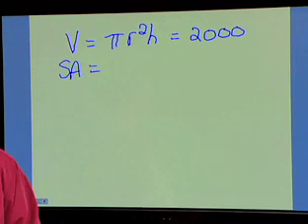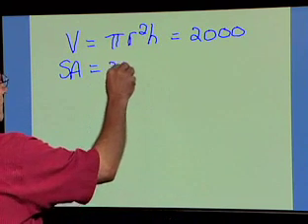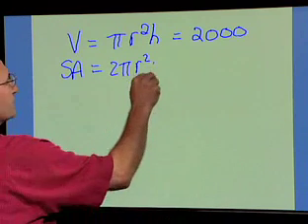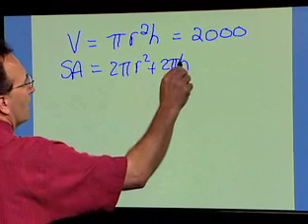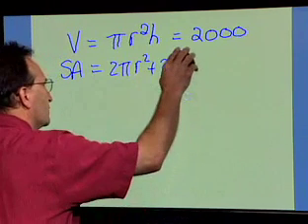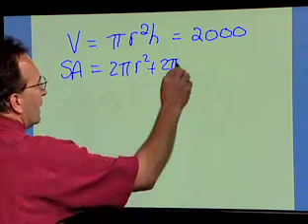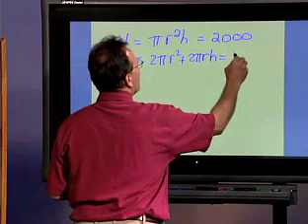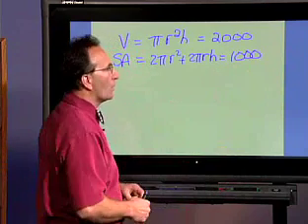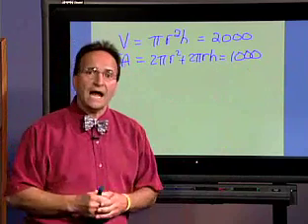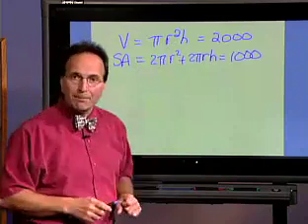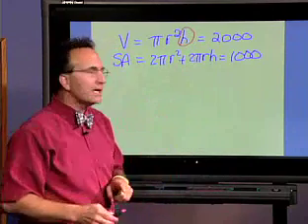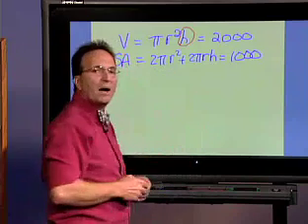Surface area. The formula for surface area is 2 pi r squared, and that deals with the top and the bottom of my cylinder, plus 2 pi r times h, and that deals with the side of my cylinder, and we know that that surface area is to equal 1,000. So now, in my top equation, I could solve for h, and h would be equal to 2,000 over pi r squared.